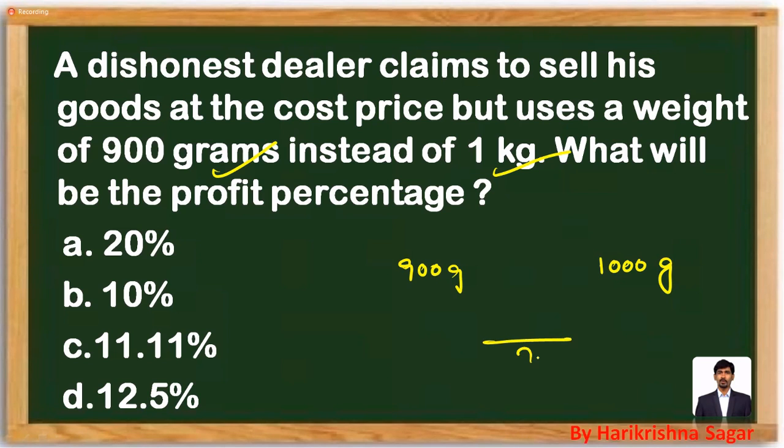On top of 900, there is an increase of 100. It is giving a result of 1 by 9. 1 by 9 is nothing but 11.11%. Mark it as option C.